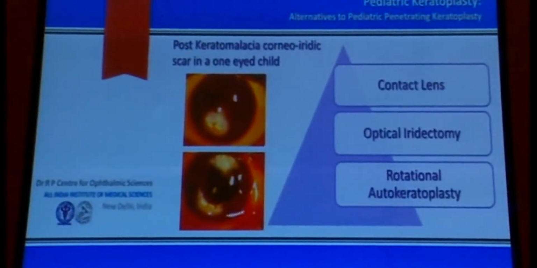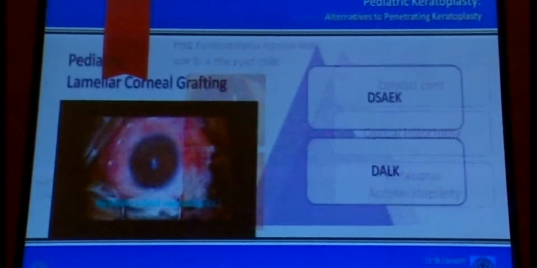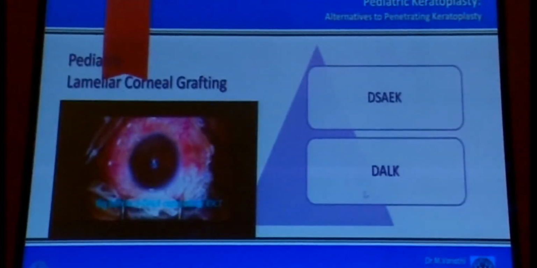Earlier, people were not doing rotational autokeratoplasties for corneoiridic adhesions and were simply doing it for corneal opacities, but a wise case selection can help you to rehabilitate these children with a 6/60 or a 6/24 without the need of glasses, and they could go on without the need for a penetrating keratoplasty.